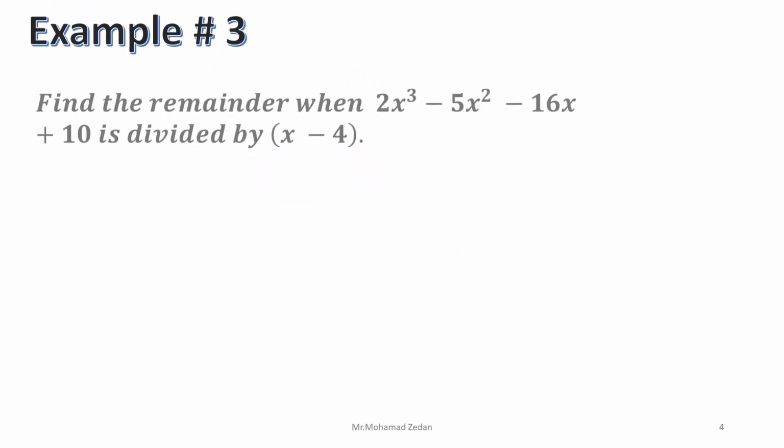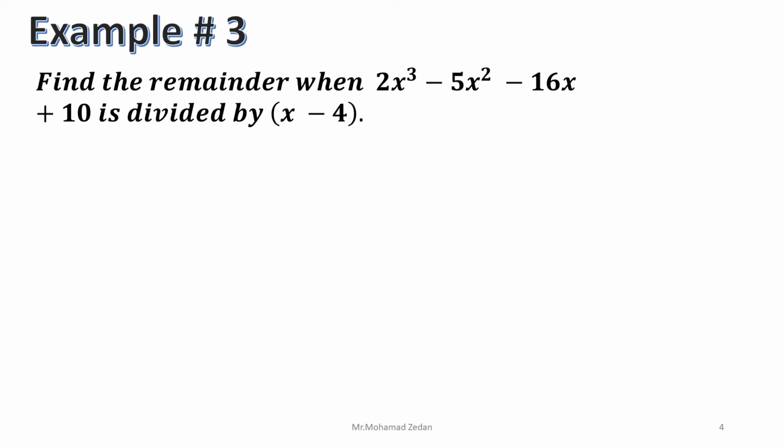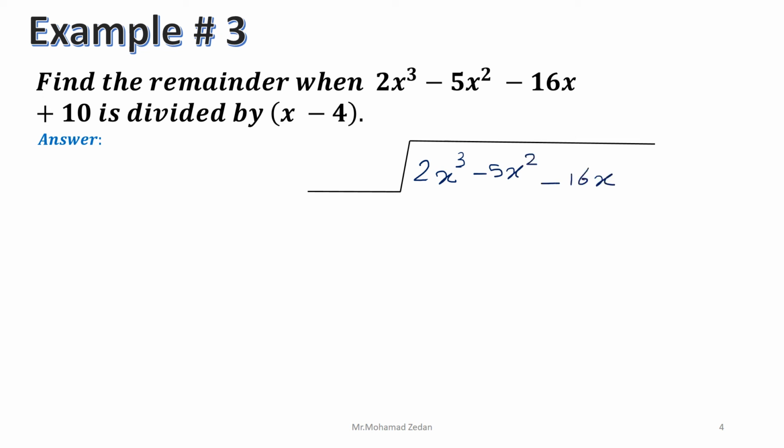Now example number 3. Find the remainder when 2x cubed minus 5x squared minus 16x plus 10 is divided by x minus 4. By the same way, put the dividend in descending order according to the power of x. As normal, just write 2x to the power of 3 minus 5x squared minus 16x plus 10. Okay, I want to divide by x minus 4. It asks you to find the remainder when you divide. So I'm looking for the remainder now.